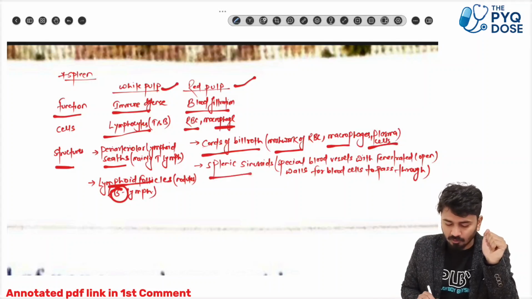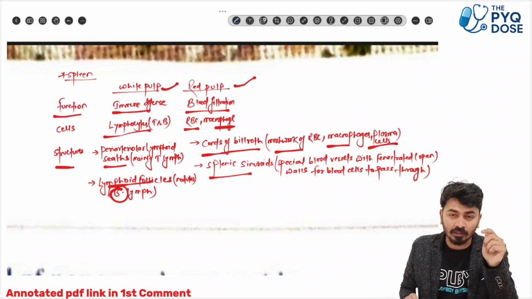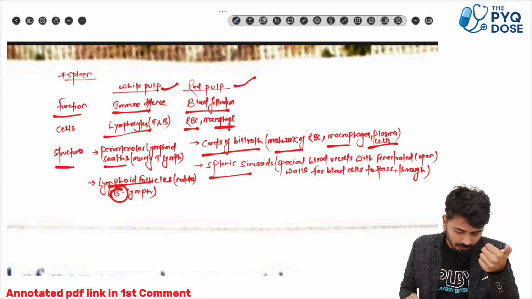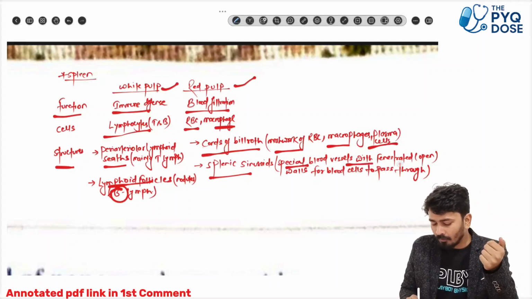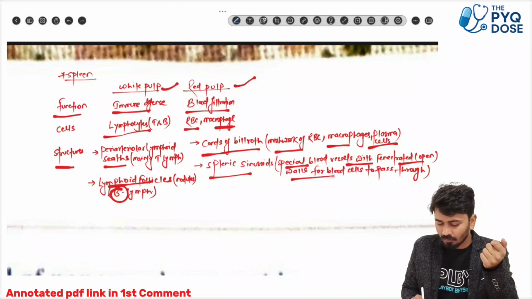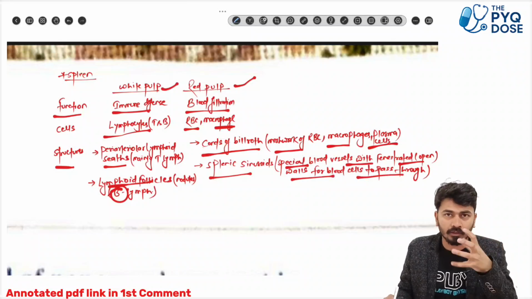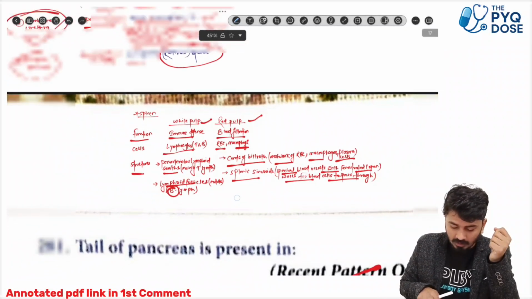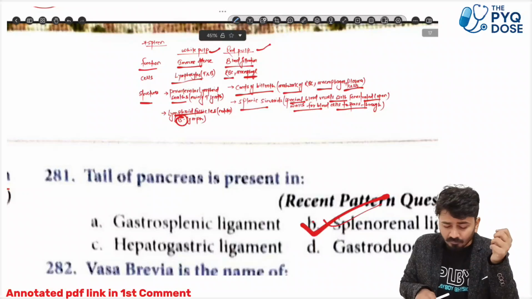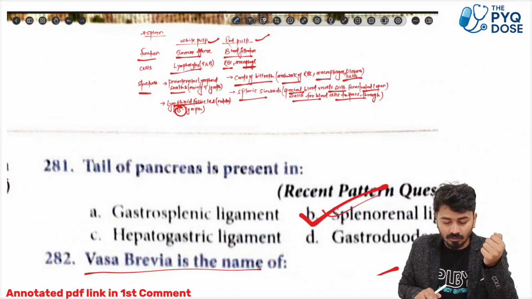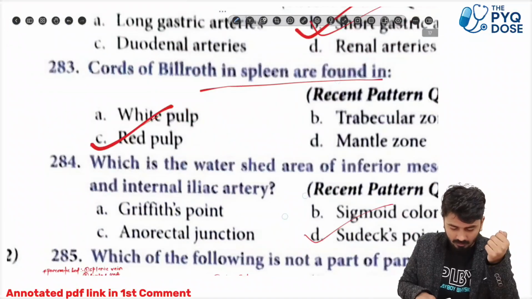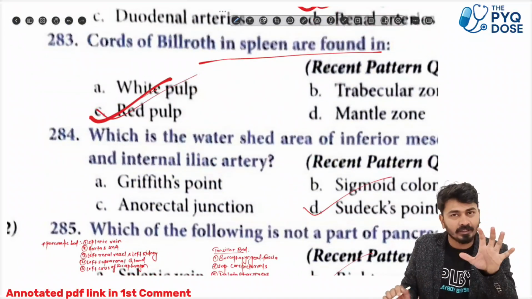The red pulp again contains splenic sinusoids and cords of Billroth. The splenic sinusoids are nothing but special blood vessels with fenestrated, that is open, walls for blood cells to pass through. This is nothing but a splenic sinusoid. So now tell me, cords of Billroth, generally a meshwork of RBC, macrophages and plasma cells, will be found in the red pulp. Okay, is it easy now?